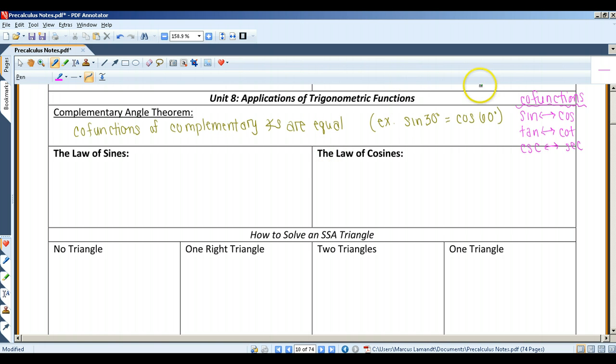The functions sine and cosine, tangent and cotangent, and cosecant and secant are called cofunctions of each other. The cofunctions of any complementary angles are equal. So for example, sine of 30 degrees is going to equal cosine of 60 degrees.